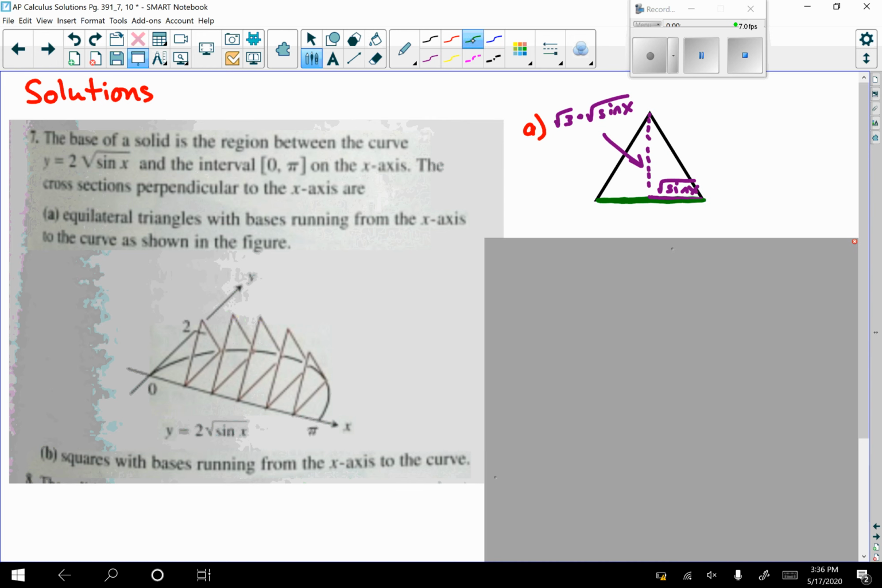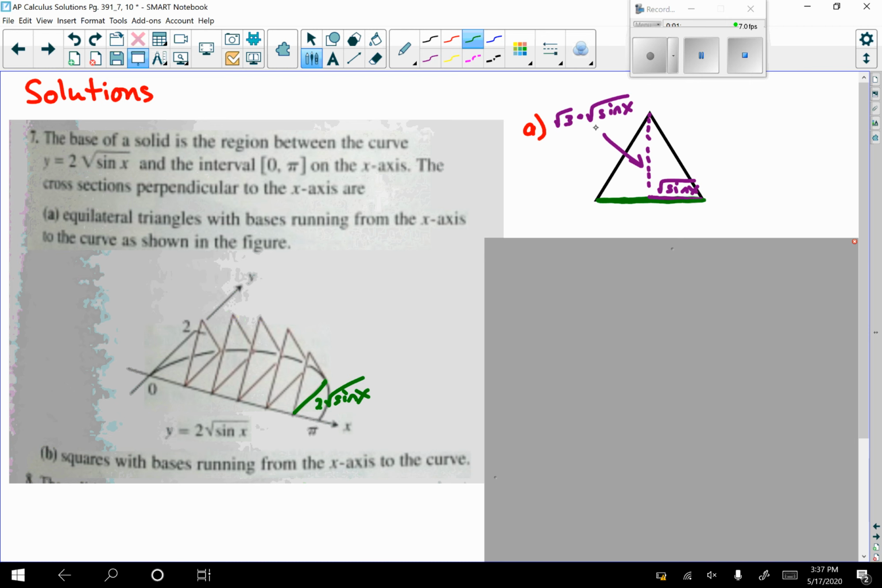So the entire base is what I have here in green, which would be this. And then this would be the 2 radical sine x. If I just wanted to do half of this to help me, again, I'm creating a 30, 60, 90 triangle to help me find the height of each triangle. So half of that length would just be the radical sine x. Then I would take that short leg and multiply by radical 3. Now, for this problem in particular, I just want to leave them separate.